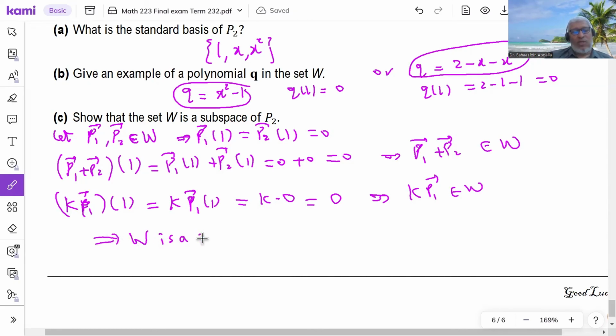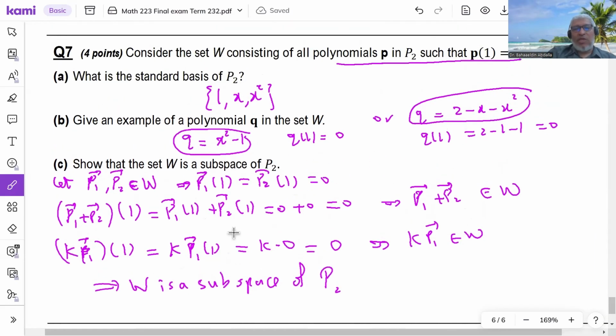So W is a subspace of P2 because we proved that W is closed under addition and scalar multiplication.